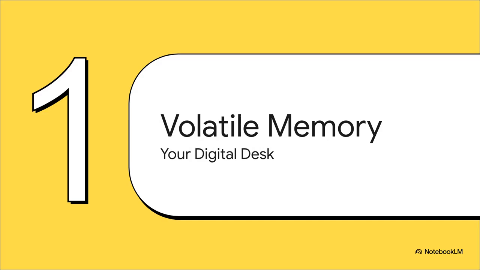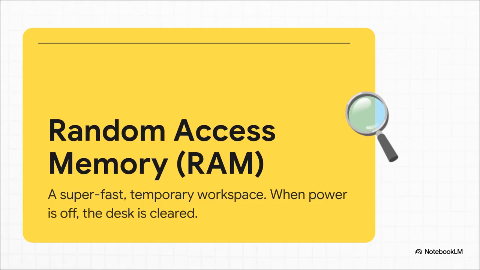First up, let's talk about the desk. In our analogy, this is the computer's active workspace. The technical term for it is volatile memory, but really, just picture it as the surface where all the action is happening right now. Now, this digital desk has a name you've almost certainly heard before: RAM, which stands for Random Access Memory. And it works just like your physical desk.